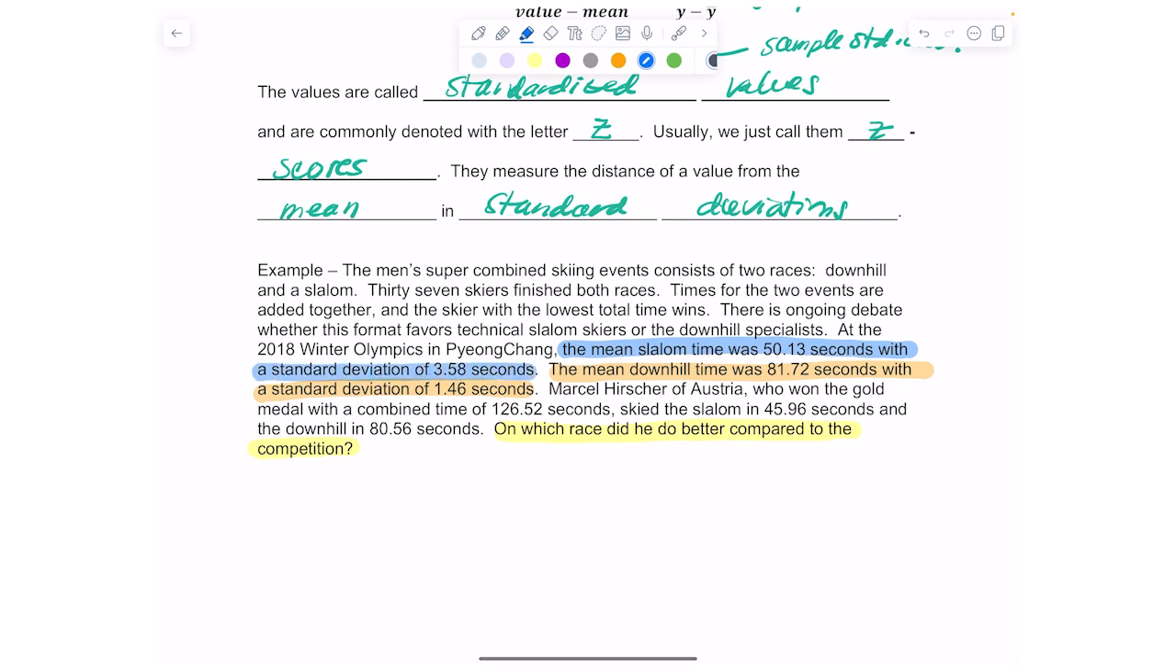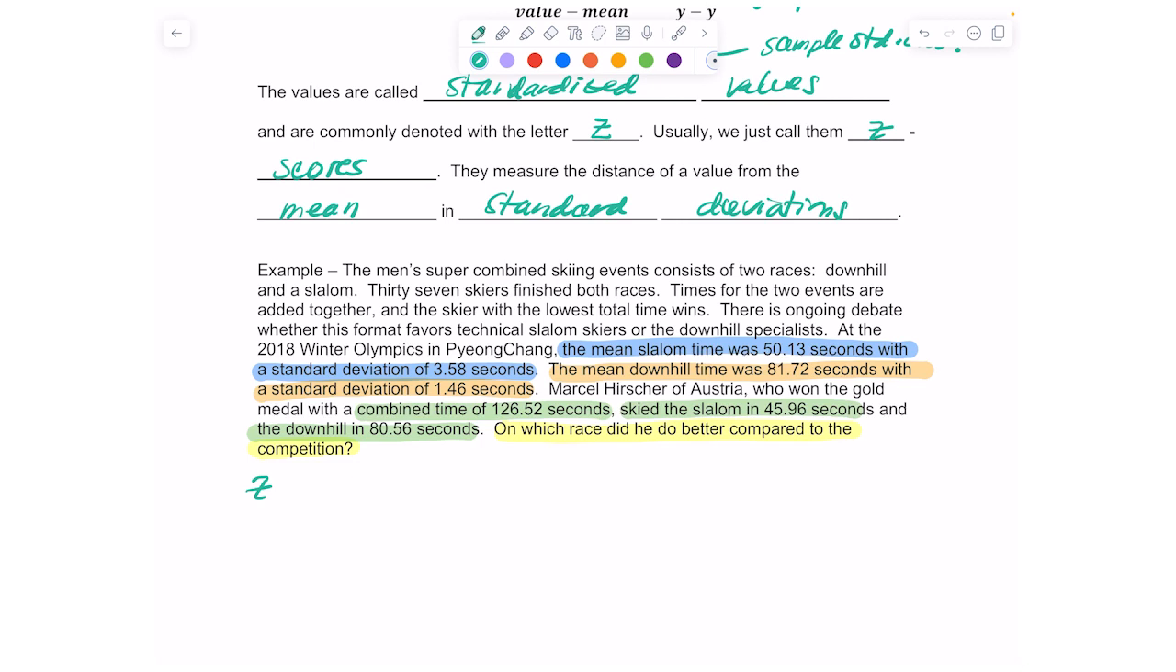I know that Marcel won the gold medal with a combined time of 126.52 seconds, and then skied the slalom in 45.96 seconds and the downhill in 80.56 seconds. So we want to know which race he did better in compared to the competition. In order to do that, since I have two different races, I need to standardize them, and I'm going to convert them to z-scores.